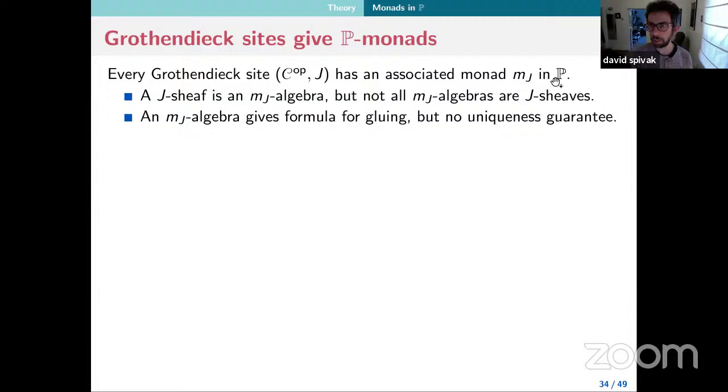And when I say it's associated, what do I mean? I mean that all the J sheaves will give you algebras on this monad, not that all algebras are J sheaves. The point is that an MJ algebra gives you a formula for gluing, if you know about this sort of thing. You can glue compatible families using this MJ algebra structure, but the MJ algebra structure doesn't guarantee any sort of uniqueness. So here's how it works.